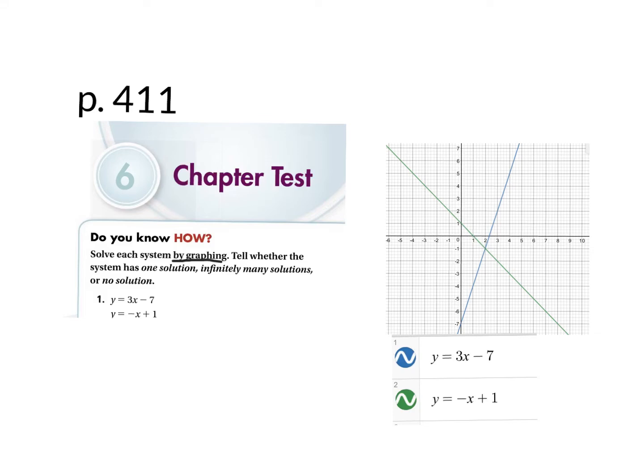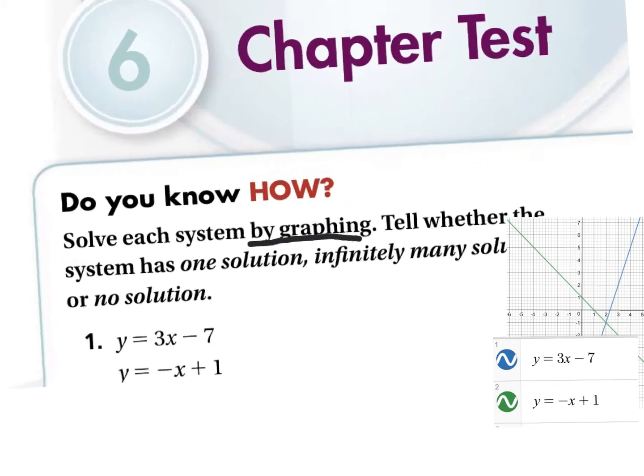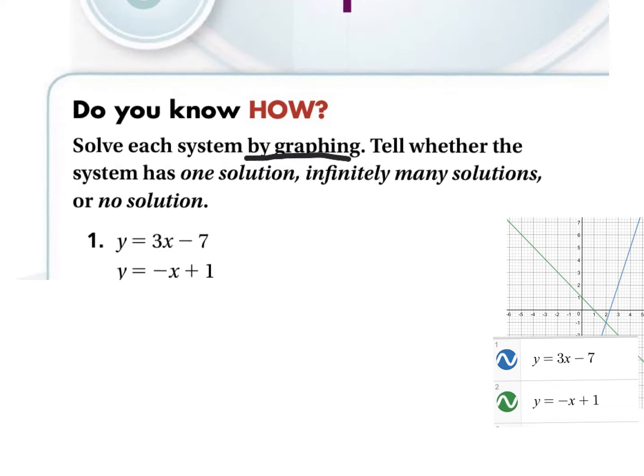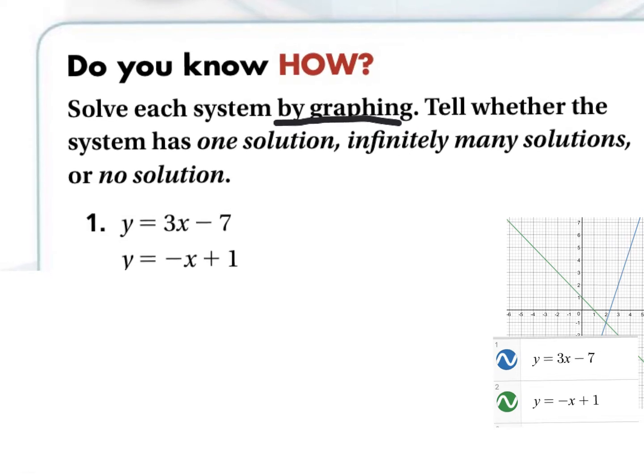Page 411, we are going to do some reviewing for Chapter 6. So on the chapter test, these first questions we're going to solve by graphing and then tell whether it has one solution, infinitely many solutions, or no solution. If we have one solution, the lines are going to intersect in one point. Infinitely many solutions means the lines are the same as each other, and no solution would mean the lines are parallel. So these are what we talked about if we're going to do this by graphing.